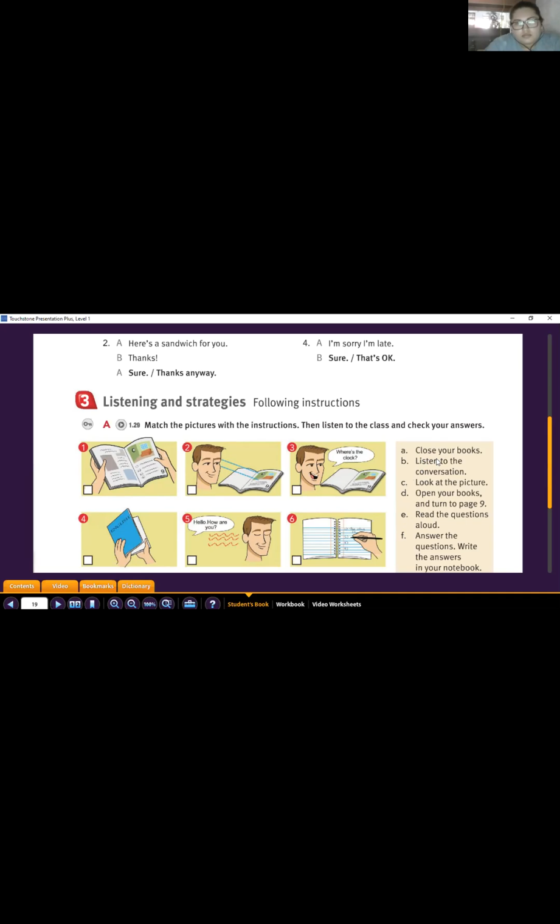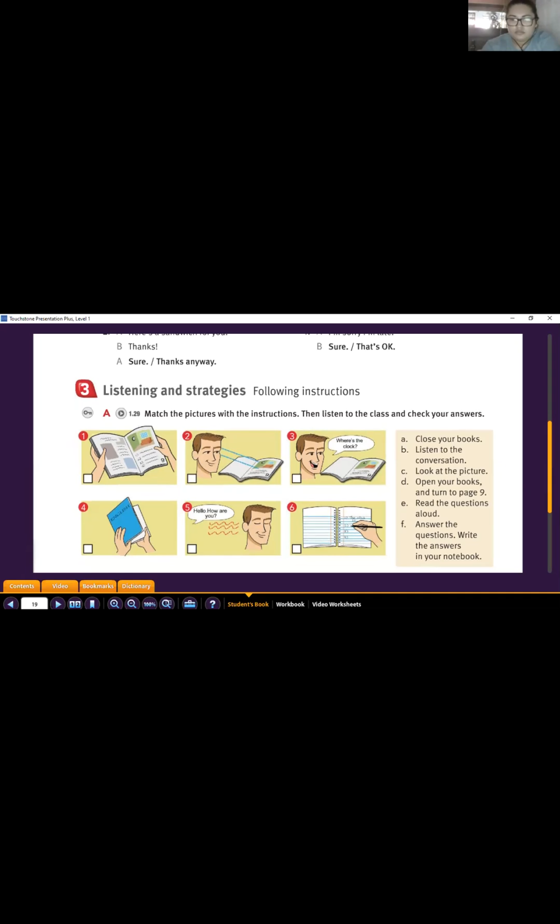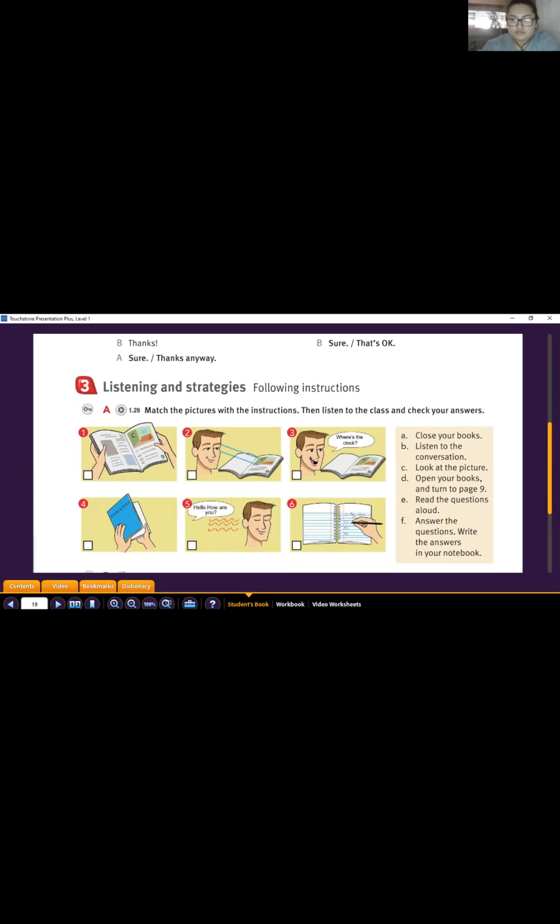For example, number 1 says, close your books. Letter B says, listen to the conversation. Letter C says, look at the picture. Letter D, open your books and turn to page 9. Letter E, read the questions aloud. Letter F, answer the questions, write the answers in your notebook. So let's see one by one.